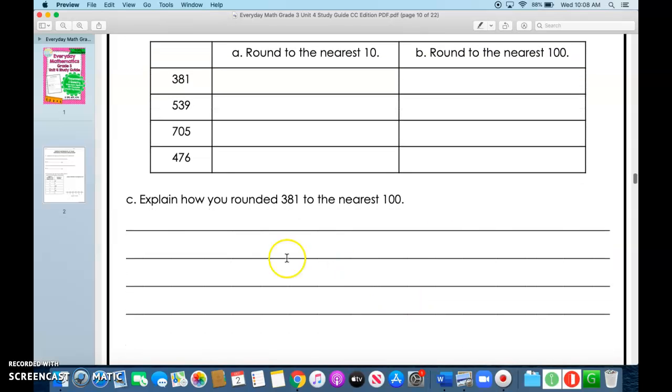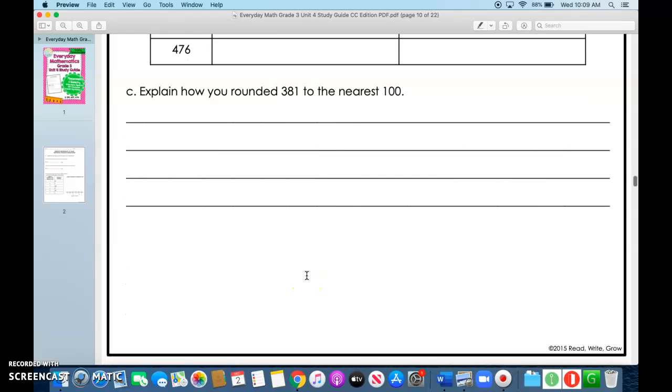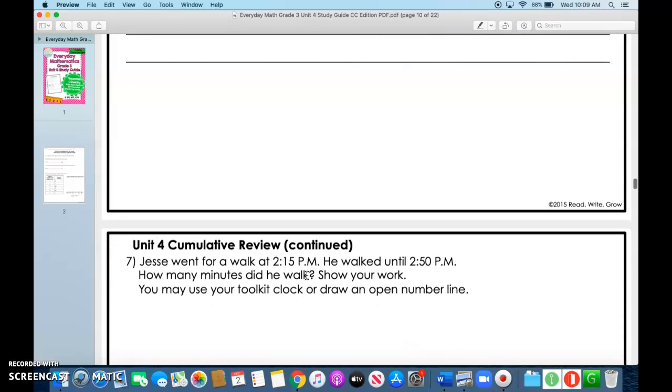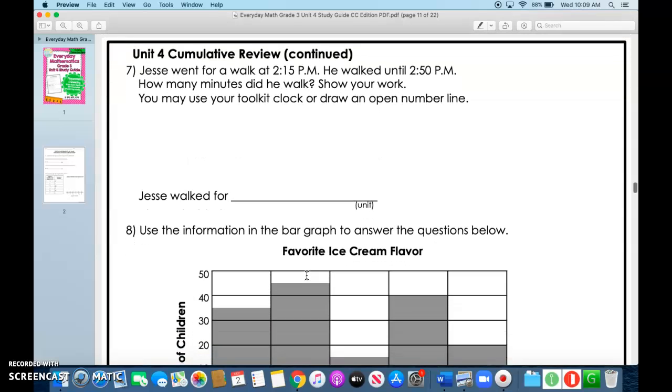Then down here it wants you to explain, how did you get 381 to the nearest 100? That was this first one. How did you figure that one out? And you have to explain. EDM Online, Everyday Math, is a lot of how did you get your answer.